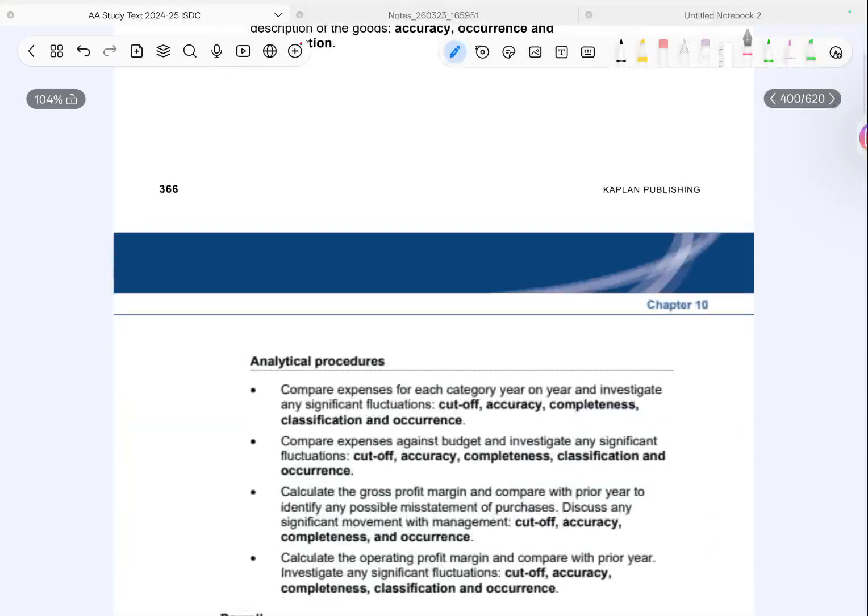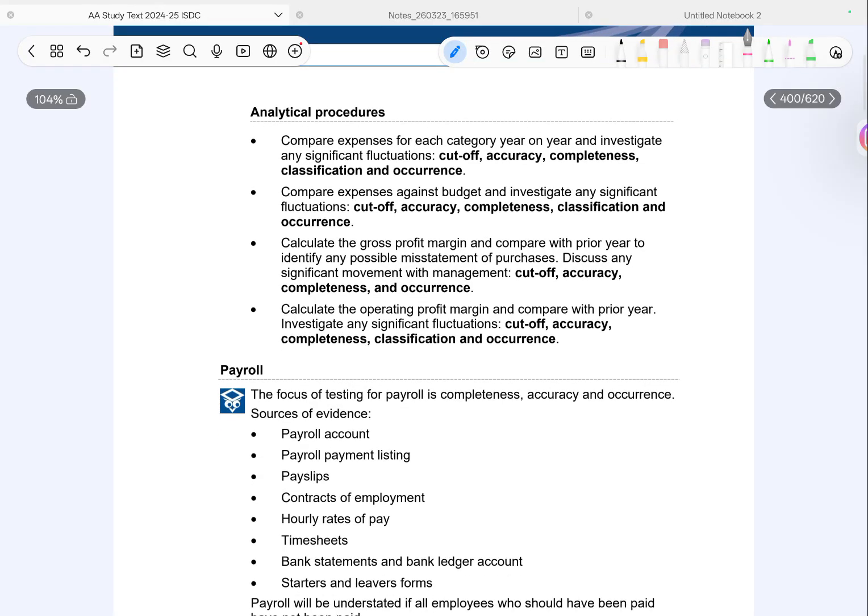For occurrence and classification, purchase invoices are inspected to confirm the goods relate to the business and are properly authorized and correctly classified. For analytical procedures on expenses, the auditor compares each expense category year on year and against budgets to identify any unusual fluctuations. Significant variances are investigated to assess possible issues with cutoff, accuracy, completeness, classification, or occurrence.